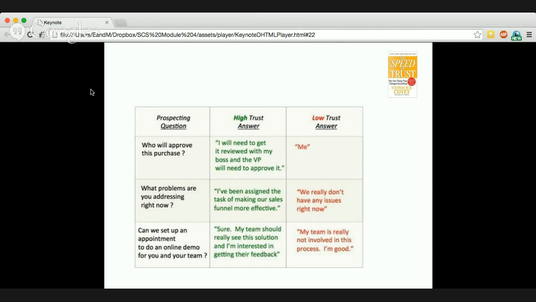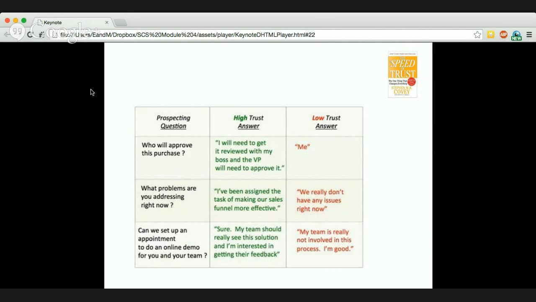So the high trust answer will tell you the truth. The low trust answer will be short and guarded. The high trust answer in this case is, I will need to get it reviewed by my boss, and the VP will need to approve it. If you were a salesperson and you get that response, then you go, perfect. Why don't we set up a meeting with your boss and find out what the VP needs to approve it? That way you know the buying process. Low trust answer is, leave it with me, don't worry about it. I'm not going to let you in on how this really works.